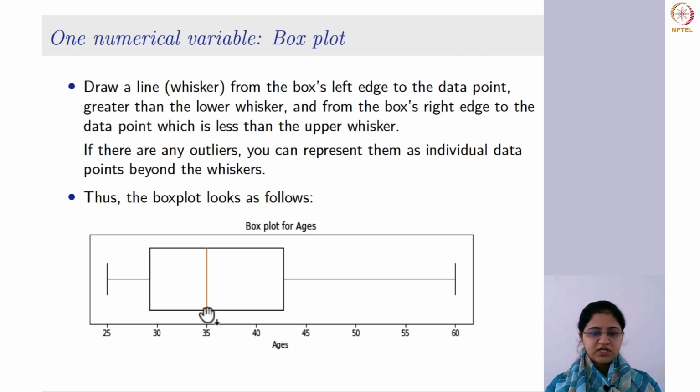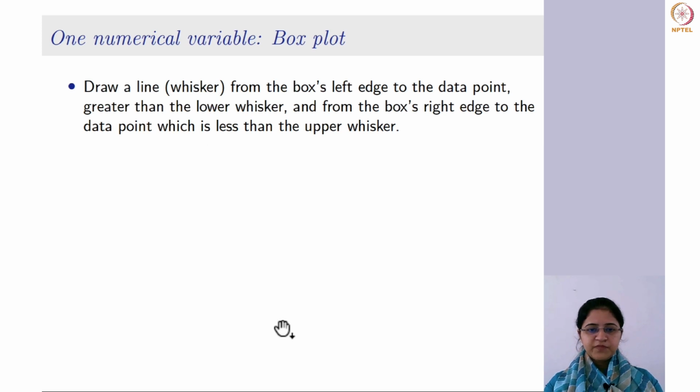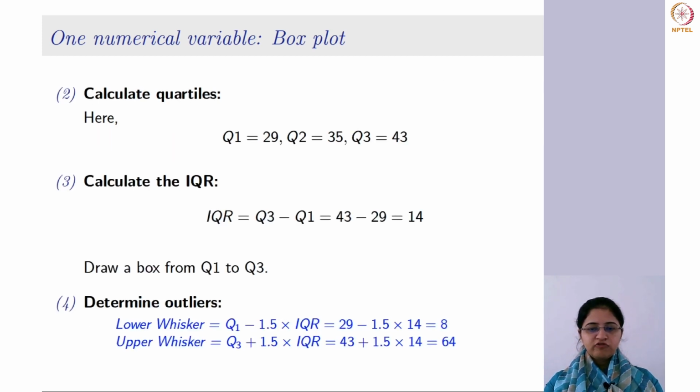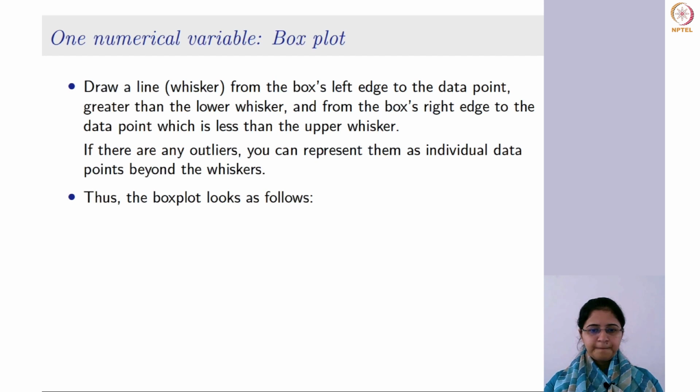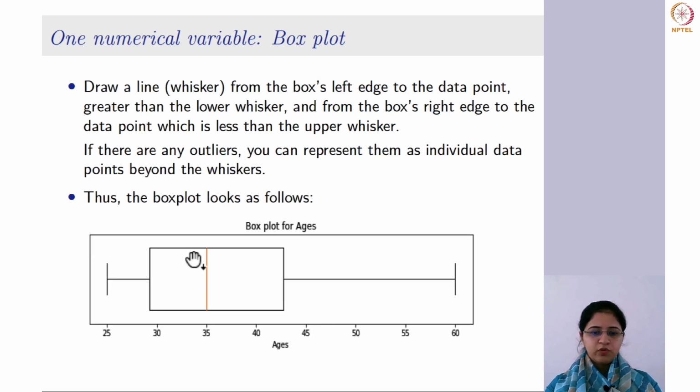Let us first understand the box, and then I will explain the whiskers. So you have Q2, this is the median, and you have drawn a line over here. This box starts from Q1, that is 29, to Q3, 43. Let us just correct it. Yes, from 29 to 43. So Q1 to Q3, the box is drawn.